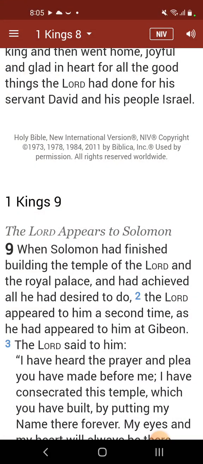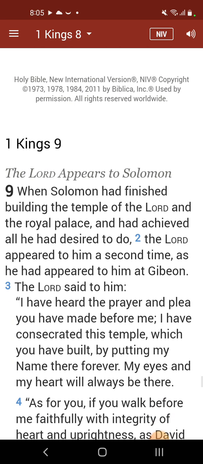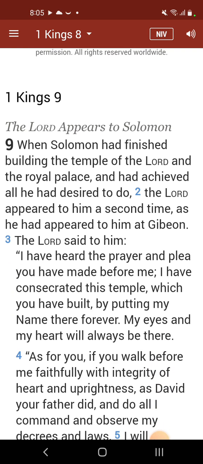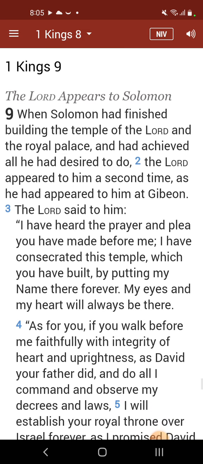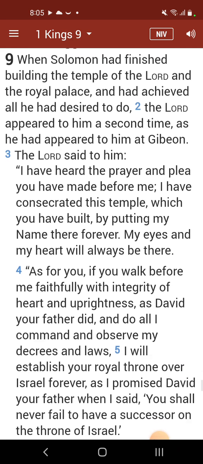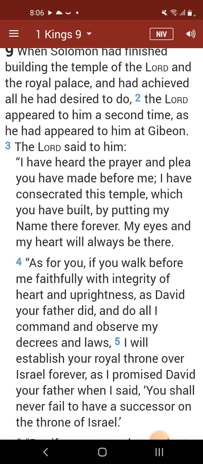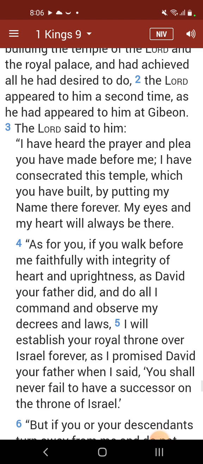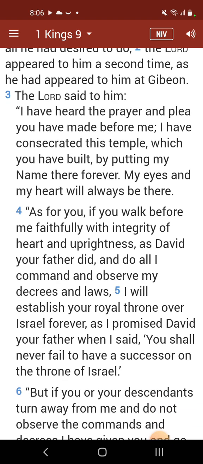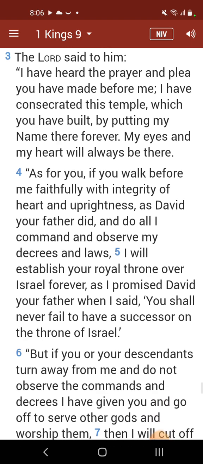Chapter 9. When Solomon had finished building the temple of the Lord and the royal palace, and had achieved all he had desired to do, the Lord appeared to him a second time, as he had appeared to him at Gibeon. The Lord said to him, I have heard the prayer and plea you have made before me. I have consecrated this temple, which you have built, by putting my name there forever. My eyes and my heart will always be there.